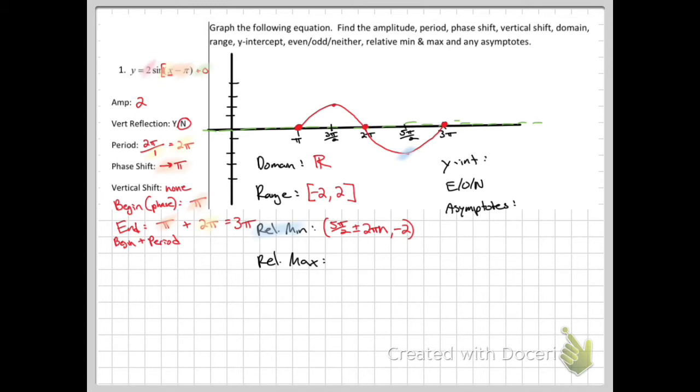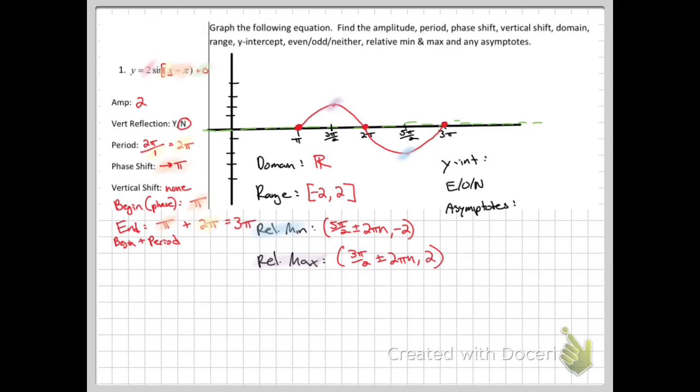pi over 2, it's going to repeat every 2 pi n, right? Because this curve keeps doing that. So there'll be another one here, and then later there'll be another one there, etc. So you have to include that in your answer for relative minimum or it will be marked wrong. Relative maximum, the peak of a hill, that is located at 3 pi over 2, and it repeats every period as well, plus or minus 2 pi n, and its value is +2.